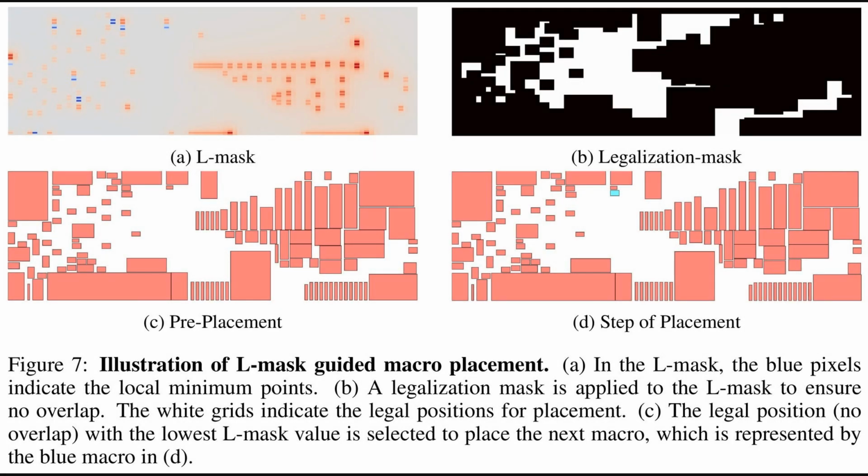So, to really see how this L mask guides the actual placement, this figure provides a clear illustration. Part A displays the L mask, that heat map we talked about, where blue spots highlight the most promising locations for placing a circuit block. Then, Part B shows a legalization mask. This is essentially a filter that makes sure macros don't physically overlap.